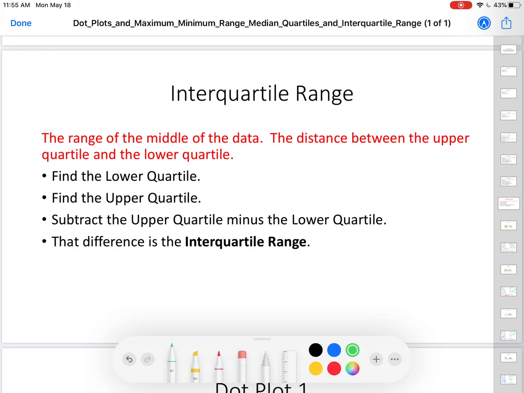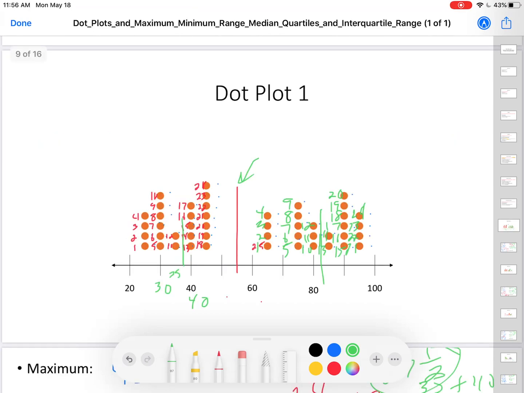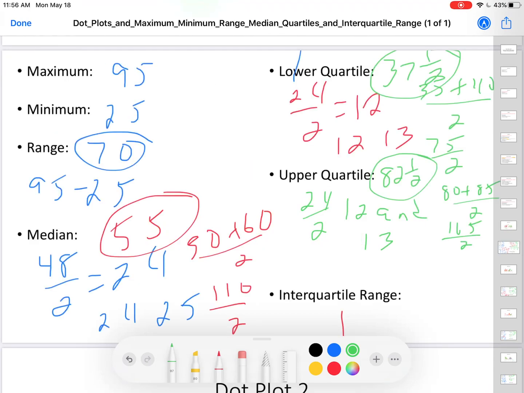Lastly, finally, interquartile range. It's the range of the middle of the data. It's the distance between the upper quartile and the lower quartile. So you just have to find the lower quartile and the upper quartile, and subtract the upper quartile minus the lower quartile. That difference is the interquartile range. Here's dot plot number 1.